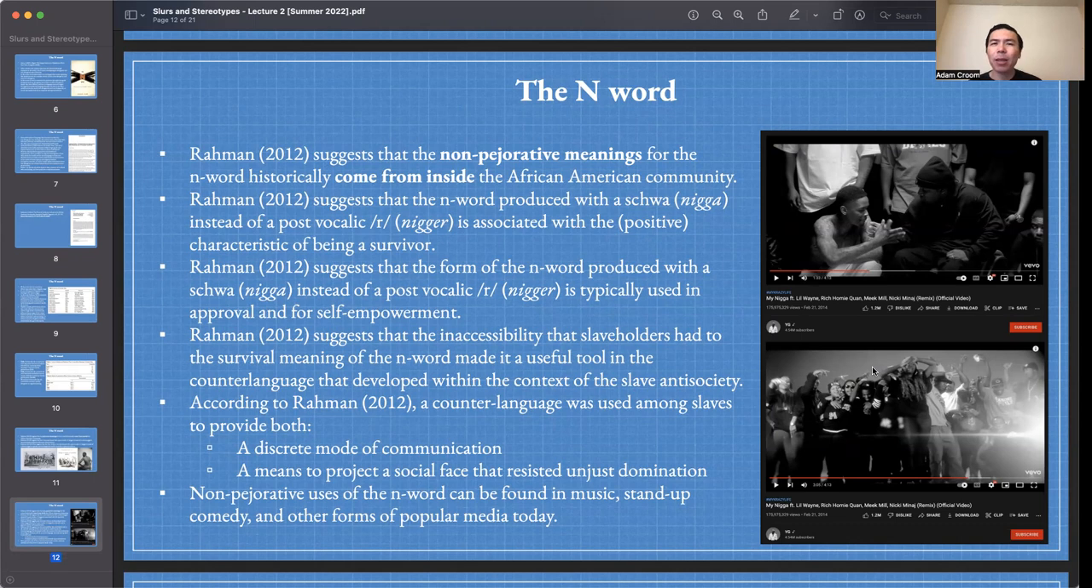And so here we see that the non-pejorative meaning, or the positive meaning, has a different sound. There's a different articulation in the pronunciation of this word, which signals the distinct version of this word. And also it's used in a non-pejorative way by different speakers, in this case in-group speakers, other fellow African Americans, okay? And the context in which this is used also tends to be in context of approval and self-empowerment, okay?